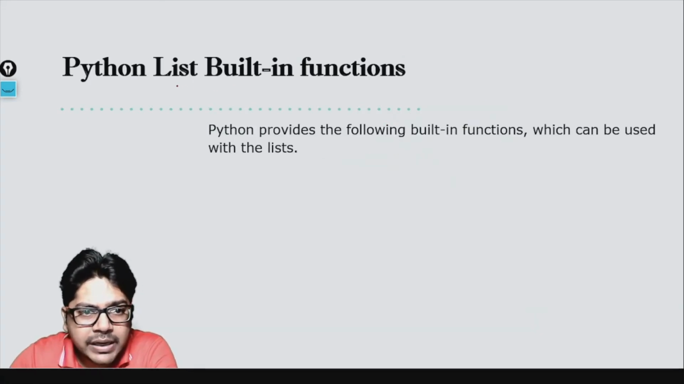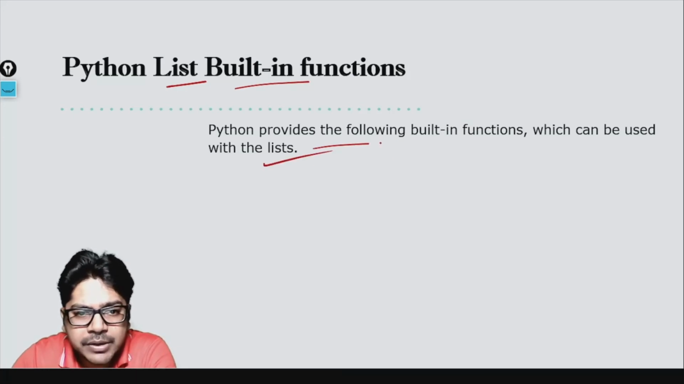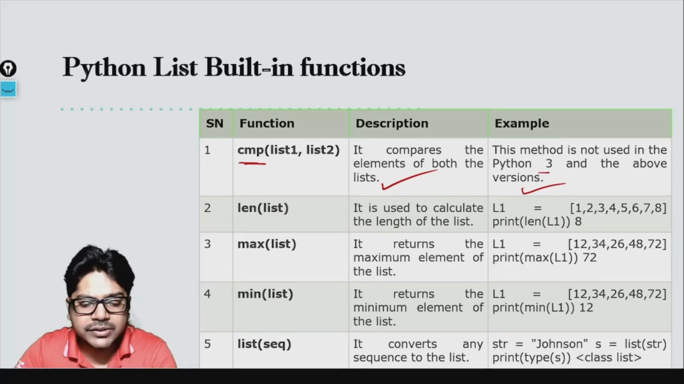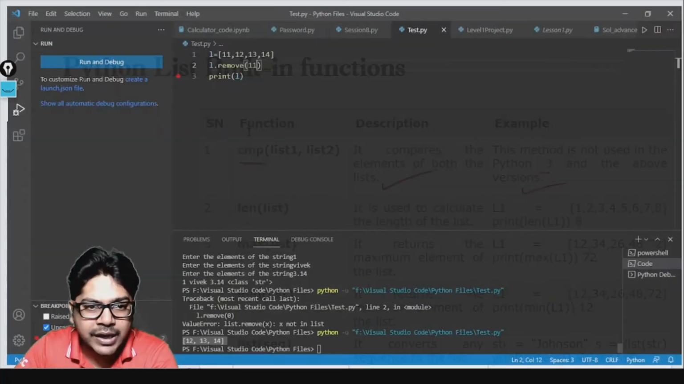Now talking about Python list built-in functions. So Python provides the following built-in functions which can be used with the list. Let us have a look at that. So we have the cmp function. What it does is that it compares the elements of both lists, and this method is not used in Python 3 and above. It is not being used. Let us try to check if it exists and if we can use it.